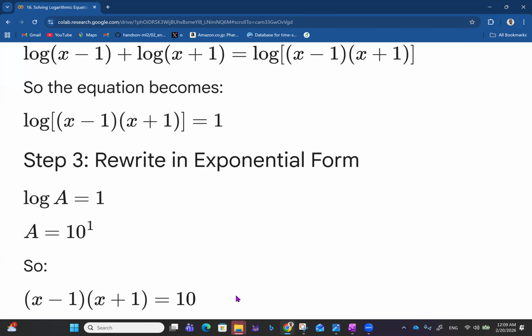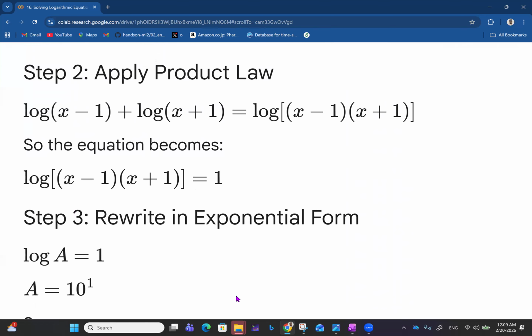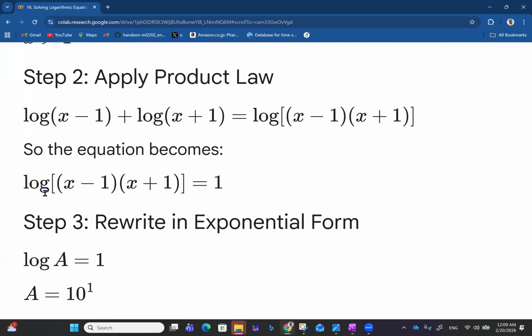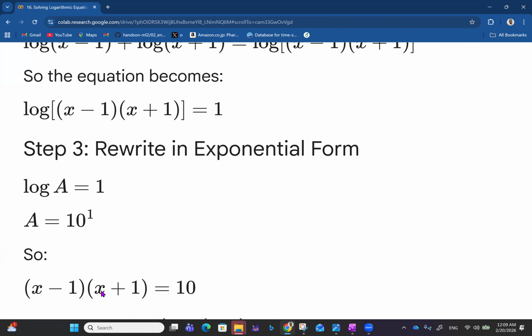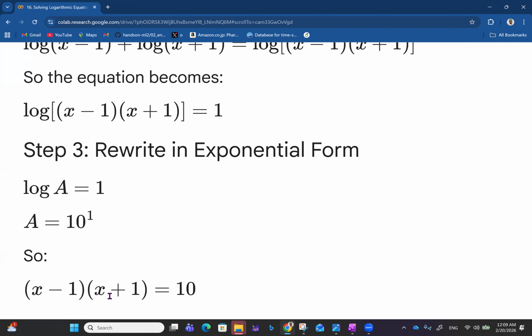And the next thing is we can then write it in exponential form. Since the base is not written, that is base 10. So the base can then carry 1 on it. So you have 10 raised to power 1 equal to (x − 1)(x + 1). If this whole thing is a, so log a = 1, that means a is 10 raised to power 1. So we can then say that (x − 1)(x + 1) is equal to 10. Just imagine that you have 10 here as base, so 10 raised to power 1. So you have this expression now equals 10.